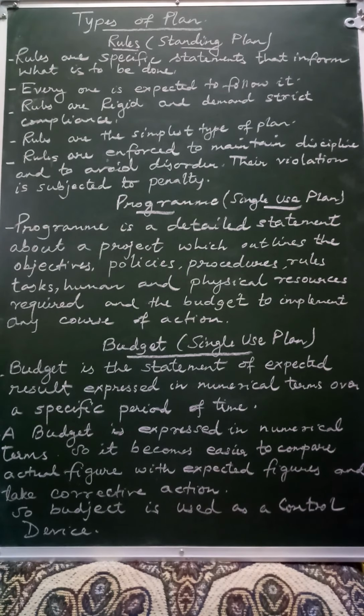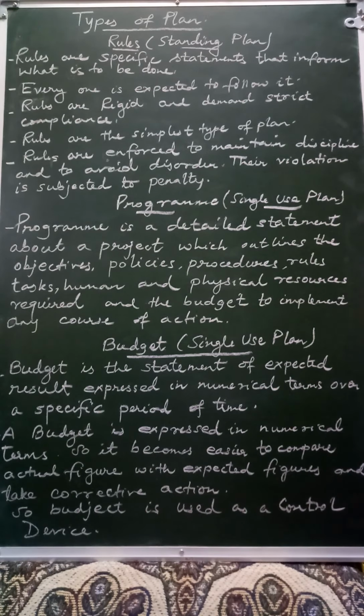Rules are rigid and must be strictly followed. They do not allow any flexibility. There is no discretion while following the rules. We can say that rules are the simplest type of plans because there is no compromise or change unless a policy decision is taken to change them.